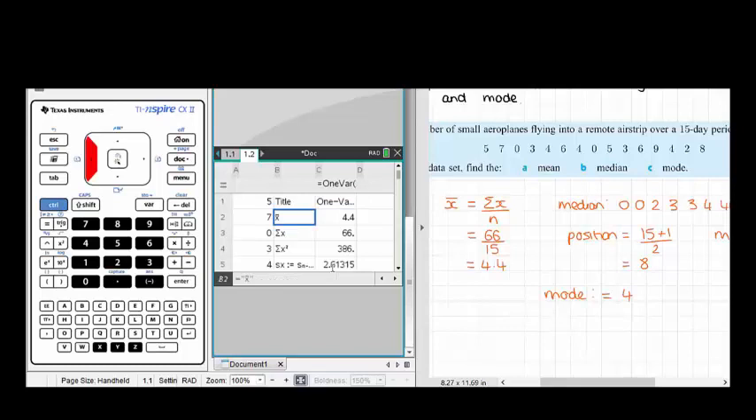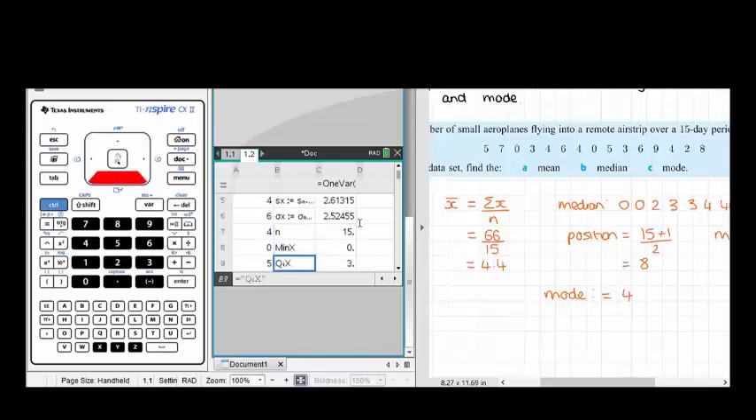You see here we have X with the line above it, which we said was our mean, and it's calculated that as 4.4, which matches what we just manually calculated. The next one down is our sum of X, which was the numerator of the mean formula. When we added all those numbers, we got 66, and the calculator will tell you that too. Now if you carry on scrolling down, it has n, which tells you how many data values you have. So we had 15 data values.